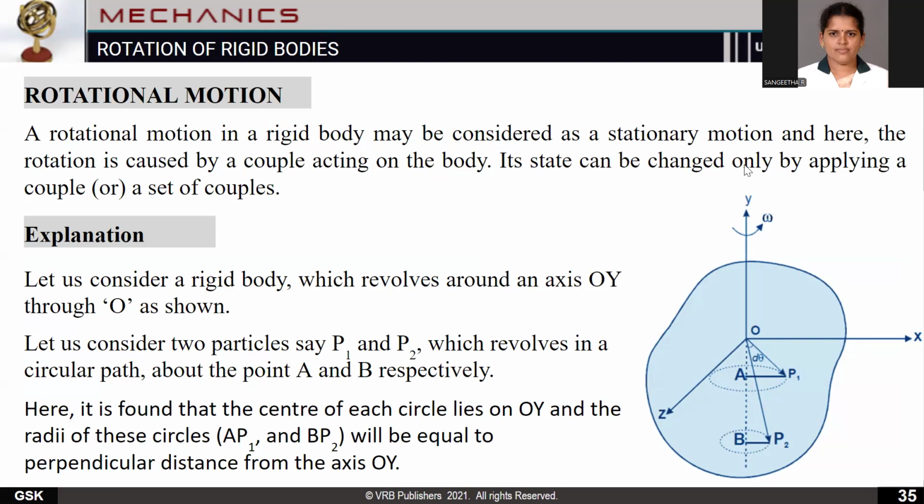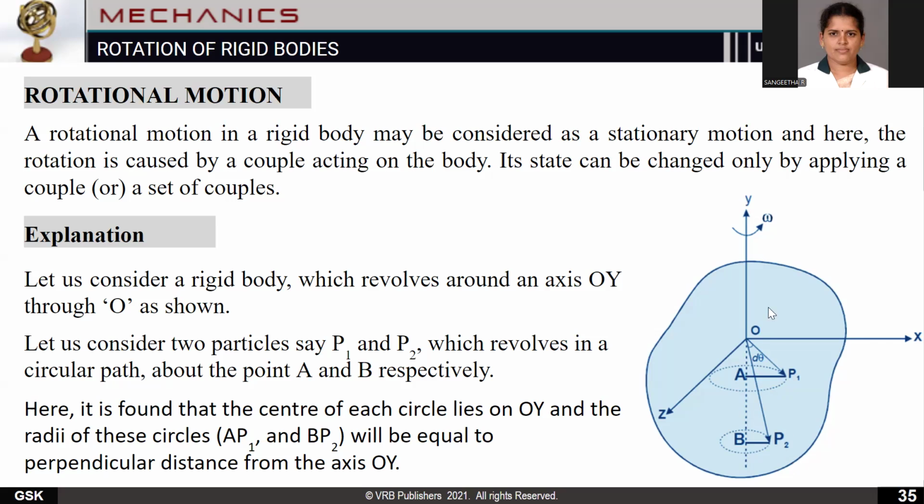Here, the rotation is caused by a couple acting on the body. A couple is the force acting on a body. So its state can be changed only by applying a couple or a set of couples, not by any other force. For example, we can consider a rigid body that revolves around its axis with an angular velocity omega. We are considering two particles, particle 1 and particle 2.